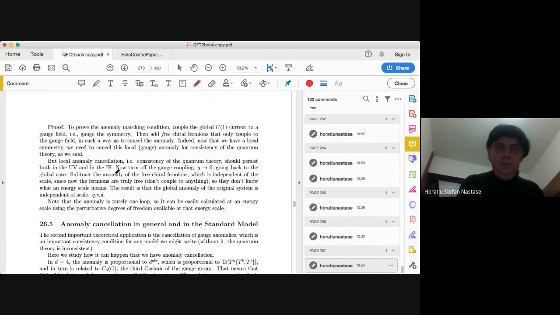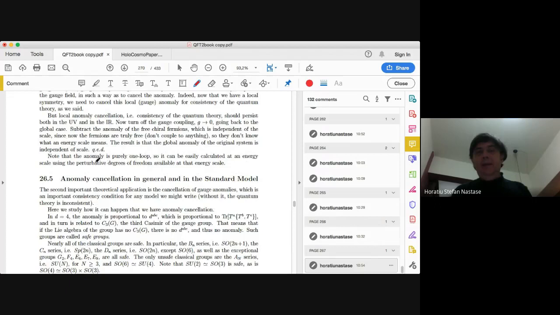And the interesting thing is, of course, that the anomaly, I haven't really proven it to you, but I gave some arguments, is purely one loop. So it's easy to calculate using some perturbative degrees of freedom that we have at that particular energy scale. The anomaly is easy to calculate for any theory. It's just a one loop diagram.